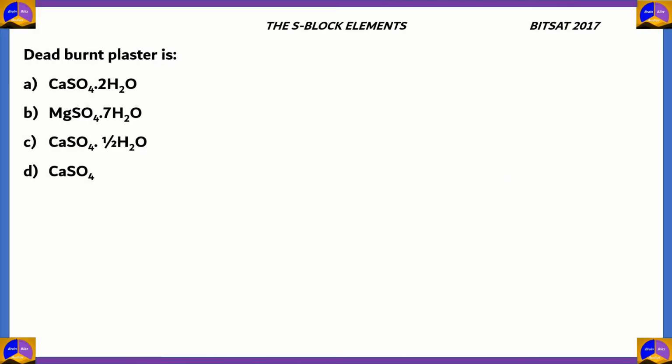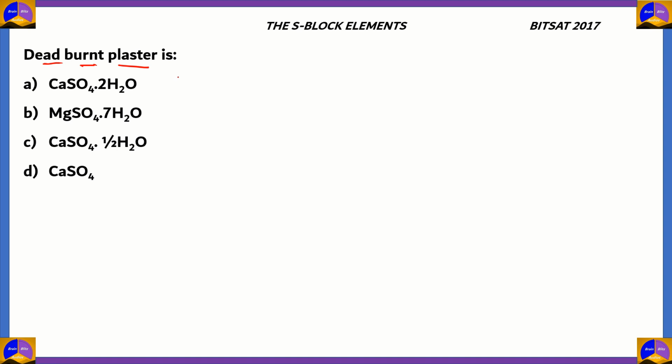Let's look at another question. Dead burnt plaster is: CaSO4.2H2O, MgSO4.7H2O, CaSO4.5H2O, or CaSO4 by itself.